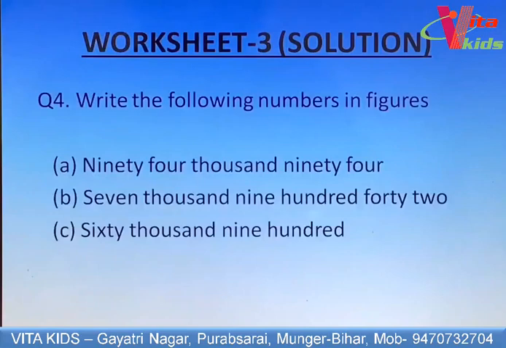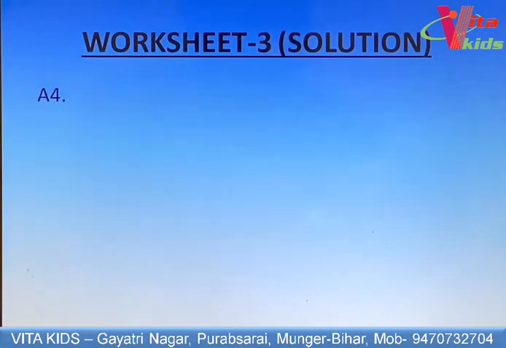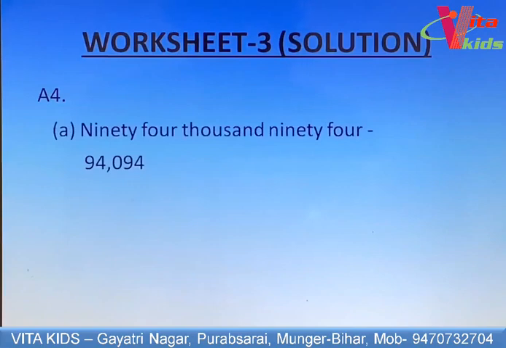Question number 4. Write the following numbers in figures. The first one, ninety-four thousand ninety-four. So here we will start writing. Since we are not using the place value chart, we will start writing from the right side. First we will take 94. We will write 94. So this takes care of the units period. Now in this, the hundreds place is not given to us. So there we will write a 0. After that we have 94,000. So we will write 94 there. So the number will become 94,094.